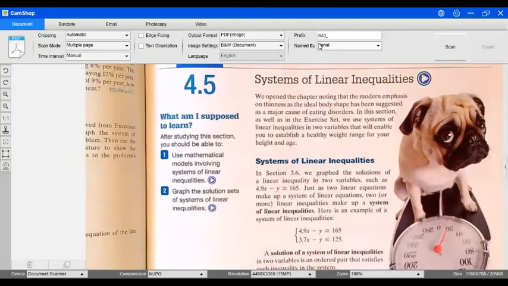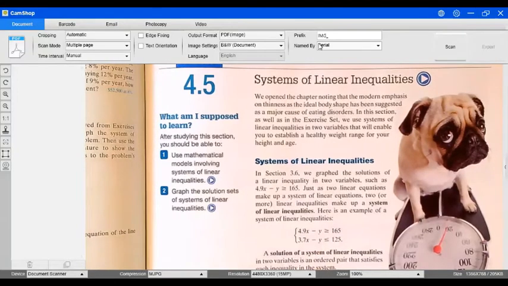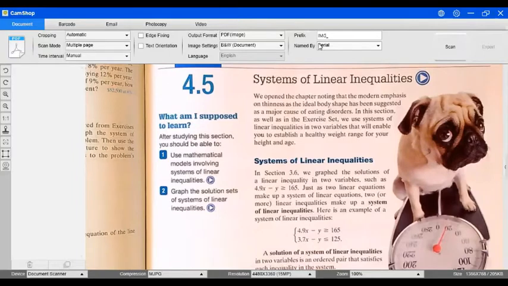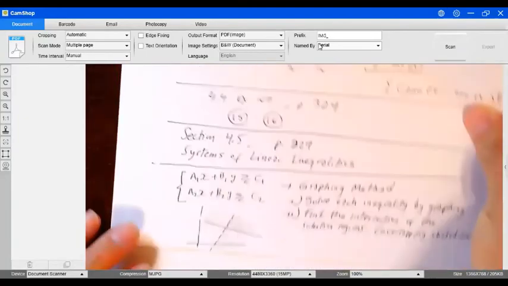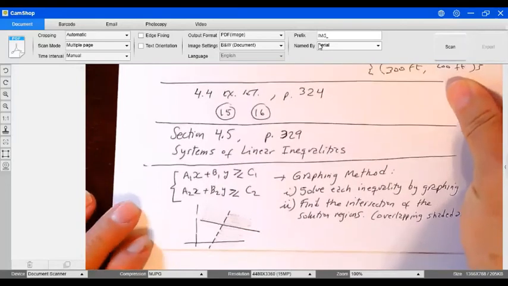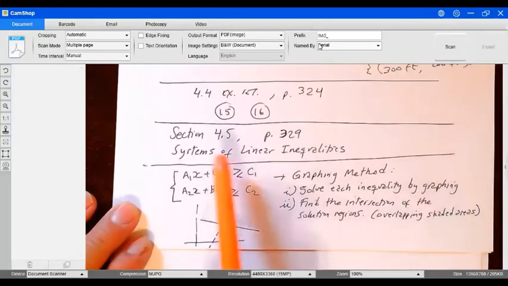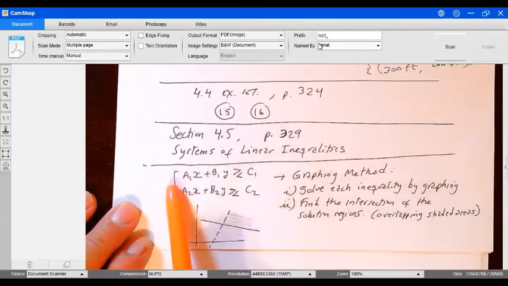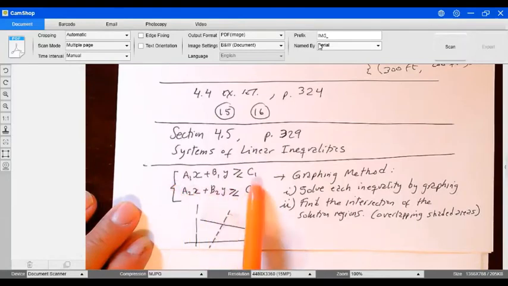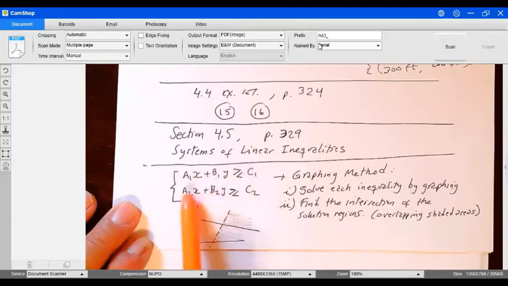So there is only one method to solve inequalities, which is the graphing method. So there is only one method to solve systems of linear inequalities, which is also the graphing method. So I'm just going to give you in a very, very simple way the steps. So this section starts on page 329, and I'm writing here the way that you are going to have the system of linear inequalities written. So this is the first inequality. This is the second inequality.